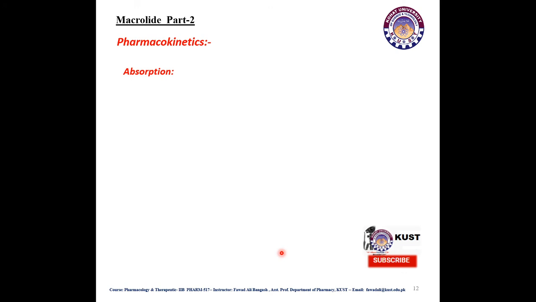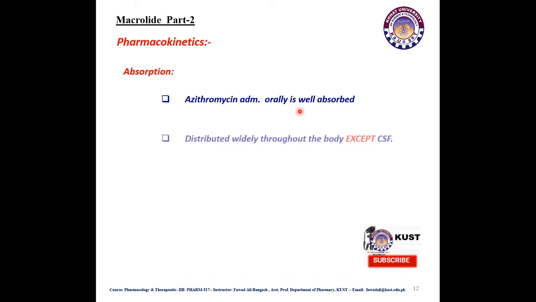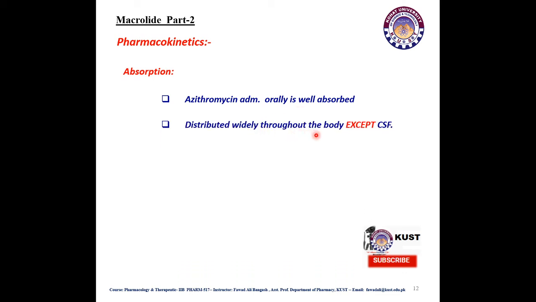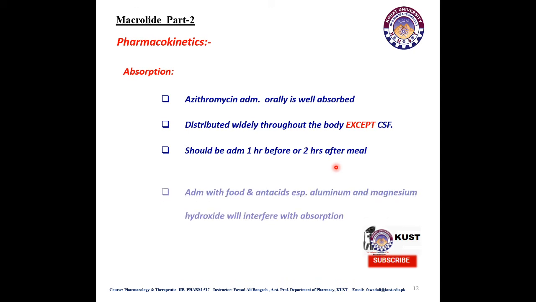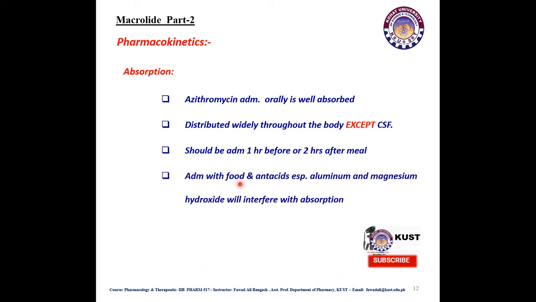Pharmacokinetic properties of azithromycin: absorption. Azithromycin is well absorbed orally. It is distributed widely throughout the body except the CSF. It should be administered 1 hour before or 2 hours after food because it has a food interaction. Administration with food and antacids, especially aluminum and magnesium hydroxide, interferes with absorption.